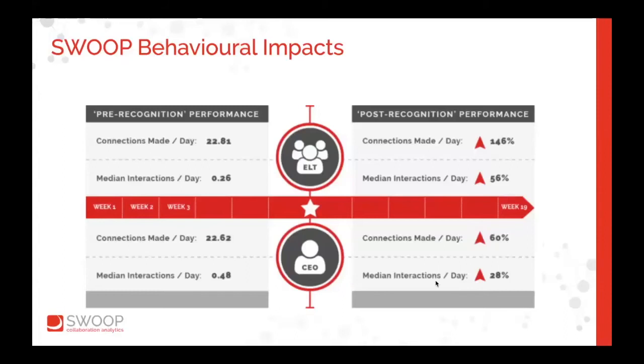led to that individual increasing their interactions by up to 28% more per day and building their network 60% more. And when we included the whole ELT, the network even got bigger, 146% more, and interactions up 56%. And that's purely an executive doing a like or a reply or what have you to somebody's message.